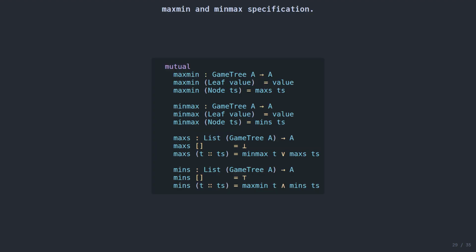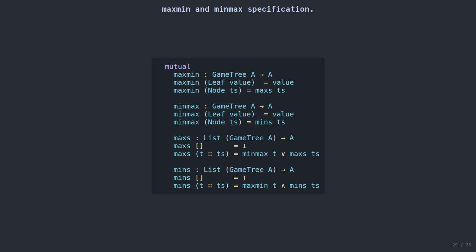Let us now define max-min and min-max for our game tree. These are mutually recursive functions. Together, they form the executable specification of the two-player evaluation process. The function max-min is used for the first player. At a leaf, it simply returns the value. At a node, it chooses the maximum over all the children, but it does so by calling the minimizer. The function min-max is used for the opponent. At a leaf, it also returns the value. At a node, it chooses the minimum over all the children, but it does so by calling the maximizer.